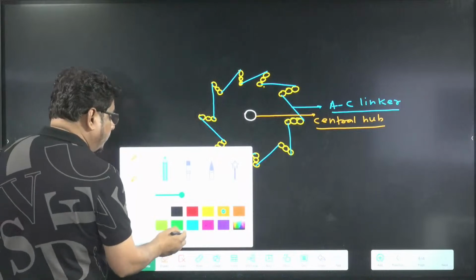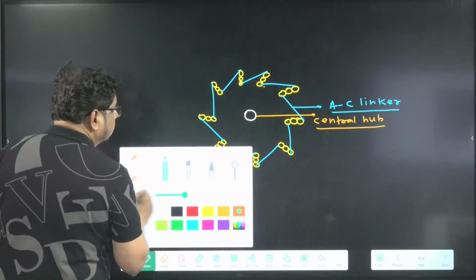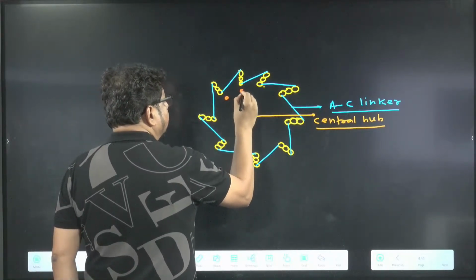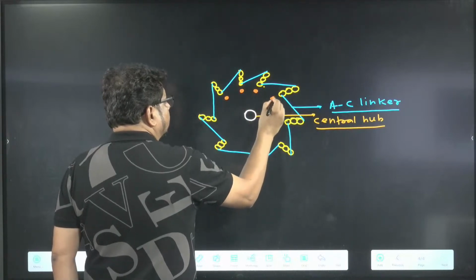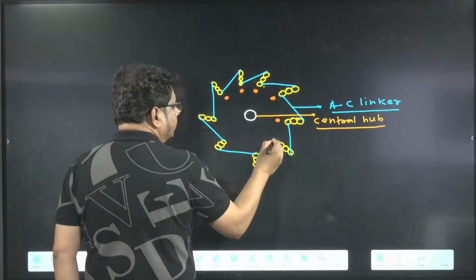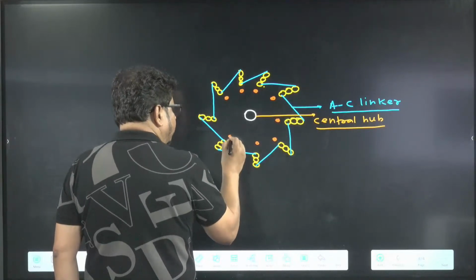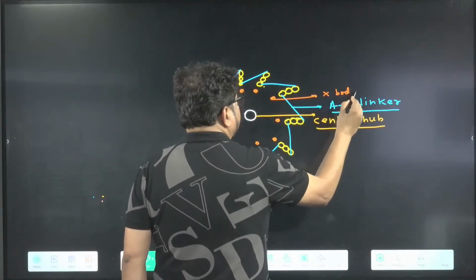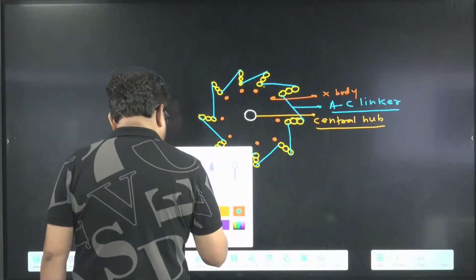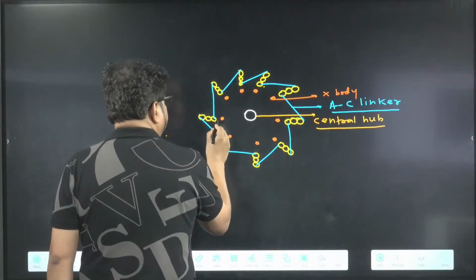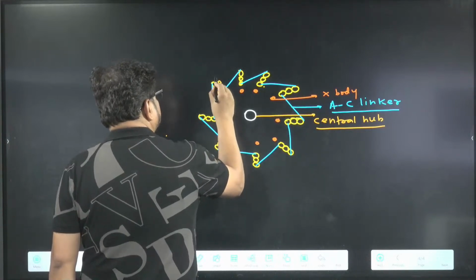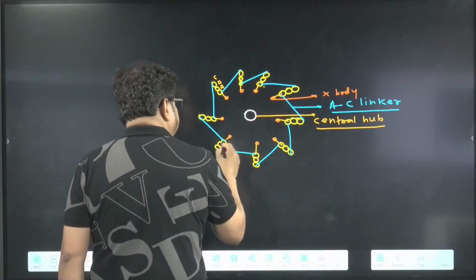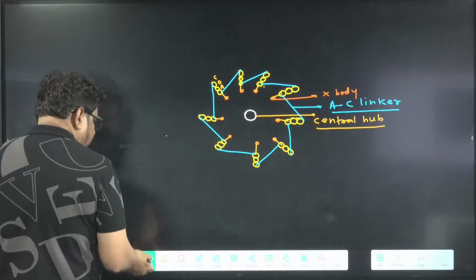Now what happened? Below every triplet, there is a dense material. And that material is called X bodies. So I am drawing here the diagram of the X body. And each X body is attached to which one? The A microtubule. Here A, B, C. So each X body is joined with the A microtubule of the triplet.